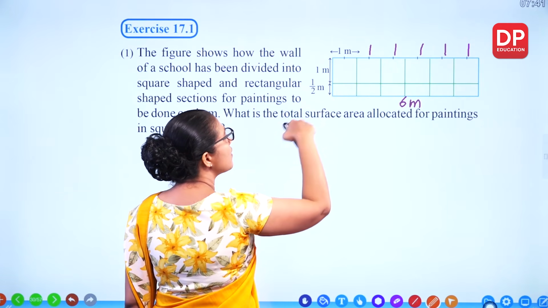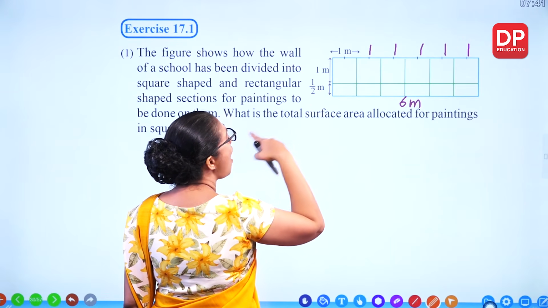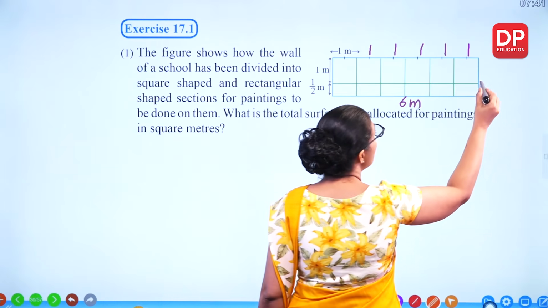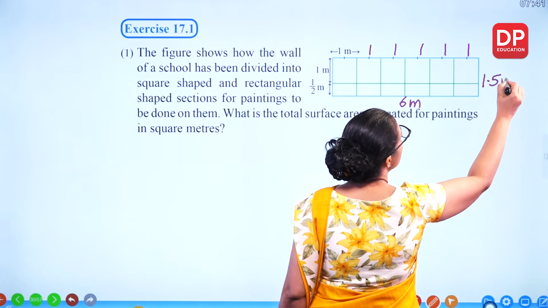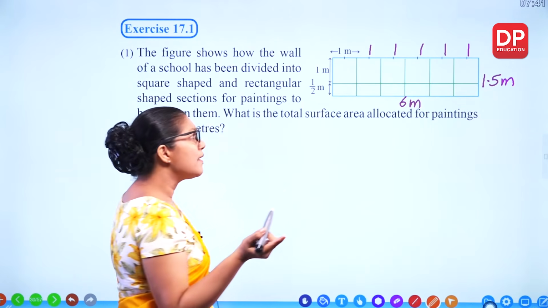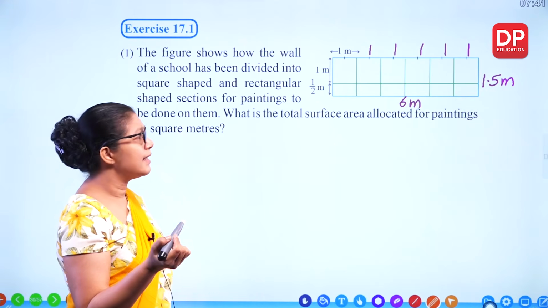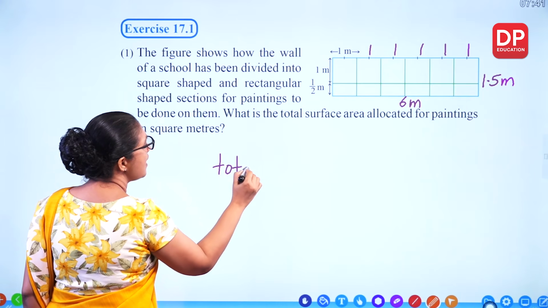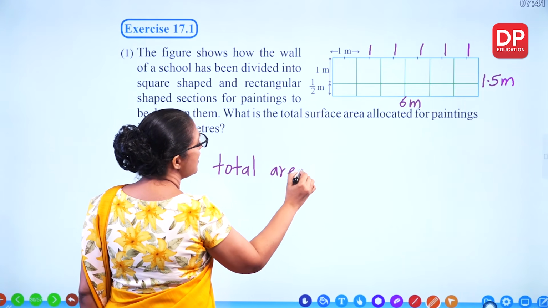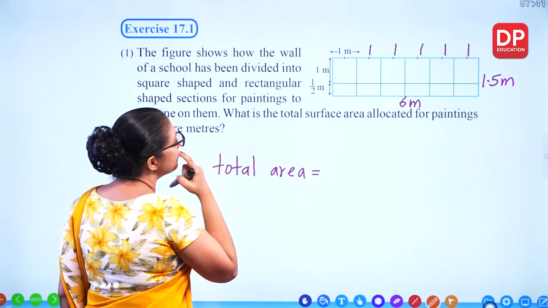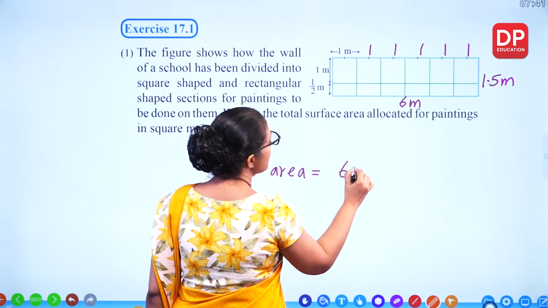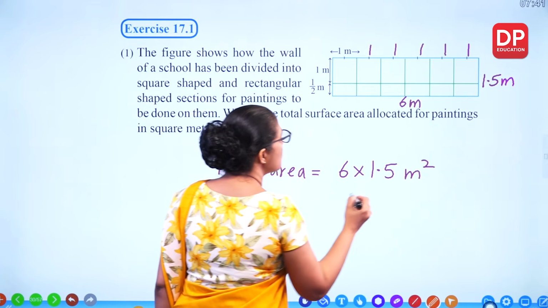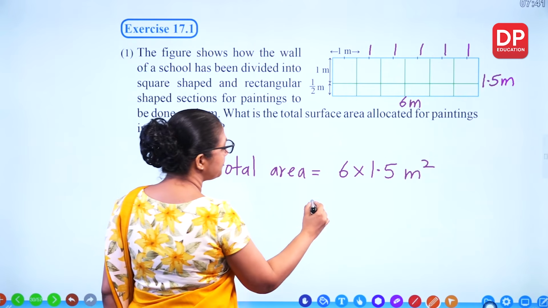What's the breadth of the rectangle? This is 1 meter and half. 1.5 meters. Or 1.5 we can write. 1.5 meters. If we can find out the area of the rectangle, we can find the total surface area. So what's the total surface area? Total area is, length is 6, breadth is 1.5, and you get this one in square meters.